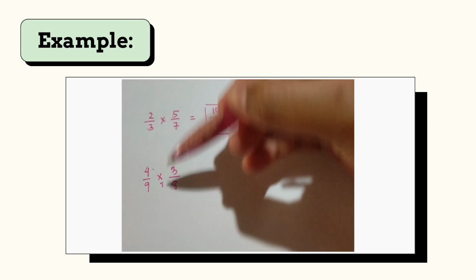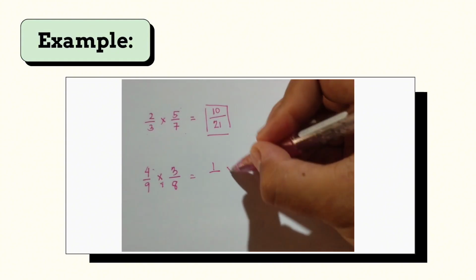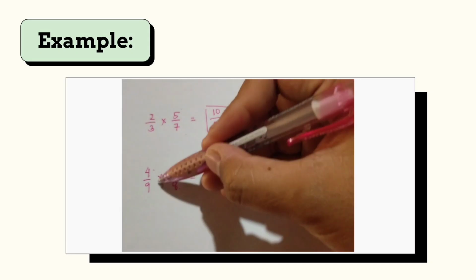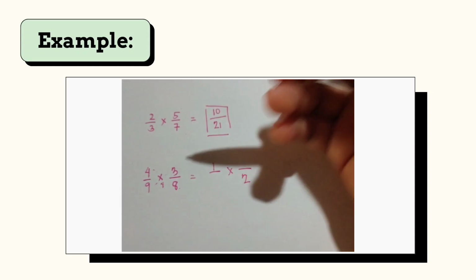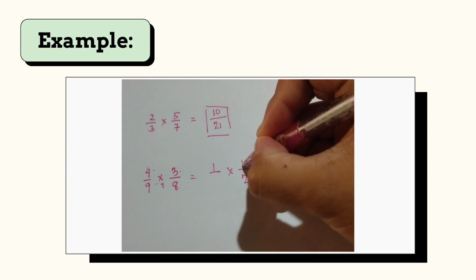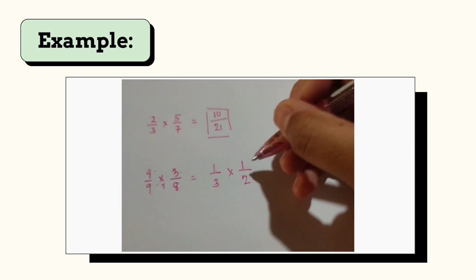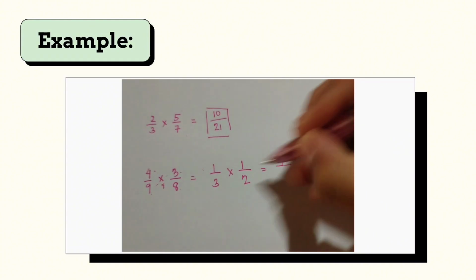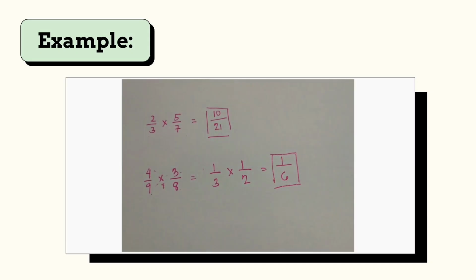So if we cancel this, 4 divided by 4 will be 1, and 8 divided by 4 is 2. Then we can cancel these two because they are both divisible by 3. So 3 divided by 3 will be 1, and 9 divided by 3 is 3. And then we can proceed with multiplication. So 1 times 1 is equal to 1, and 3 times 2 is equal to 6. So this is our product in its lowest form, lowest term.